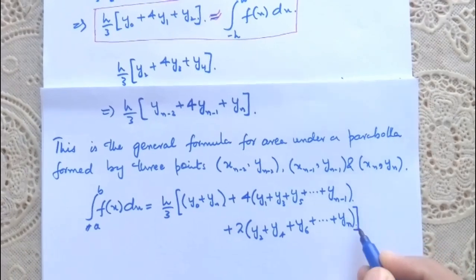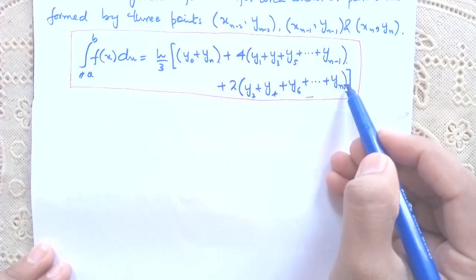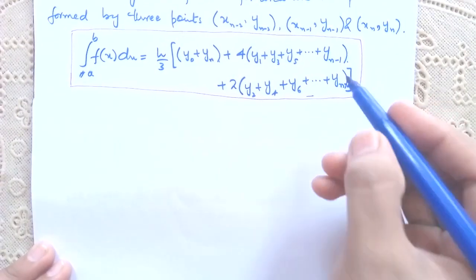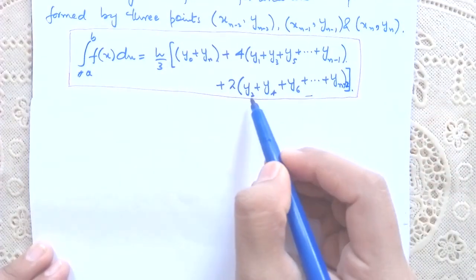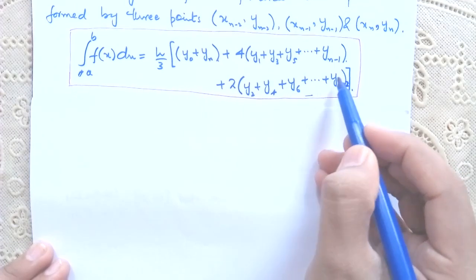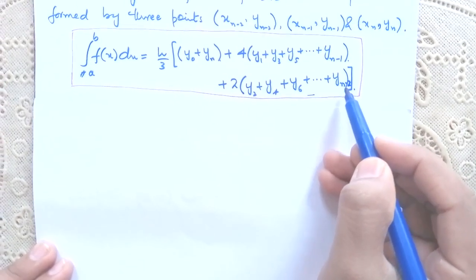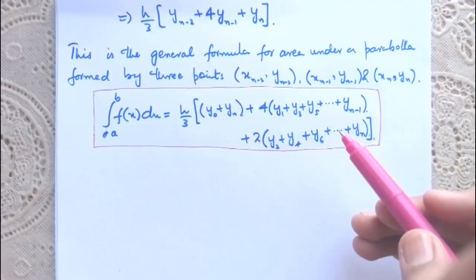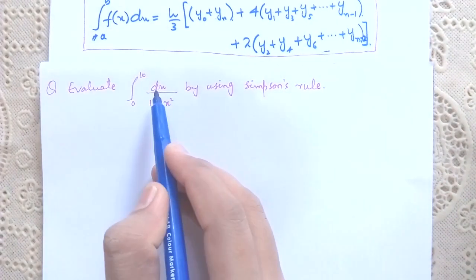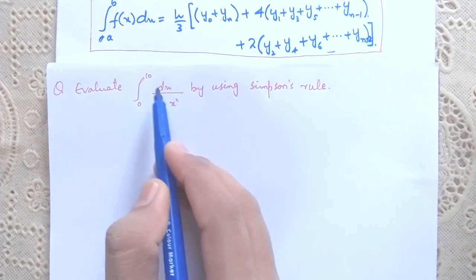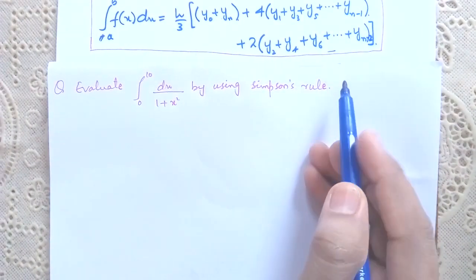राइट. सॉरी, ये है n-2, क्योंकि n तो यहाँ पर लिखेंगे और जो इवन सबस्क्रिप्ट्स हैं उनमें n-2 एक लास्ट इवन सबस्क्रिप्ट होगी, राइट. लेट मी सॉल्व अ क्वेश्चन टू अंडरस्टैंड इट मोर परफेक्टली. क्वेश्चन है इवेल्युएट इंटीग्रल फ्रॉम 0 to 10 ऑफ फंक्शन 1/(1 प्लस x²) dx by using Simpson's rule.